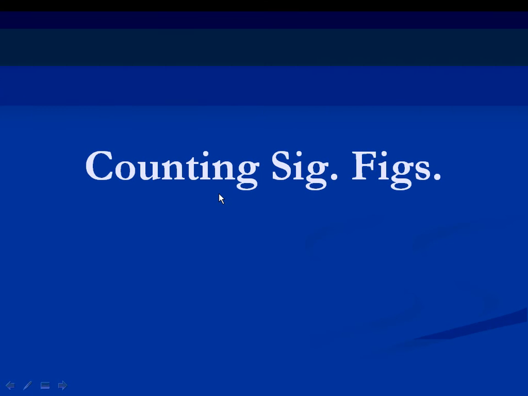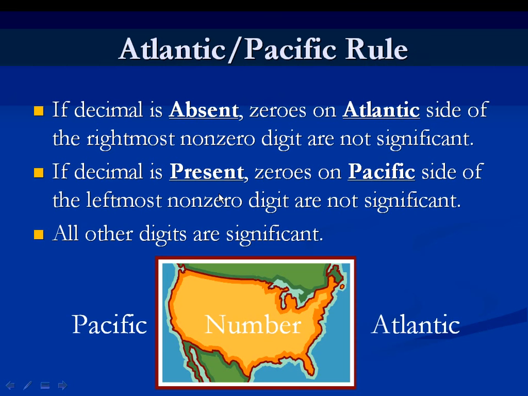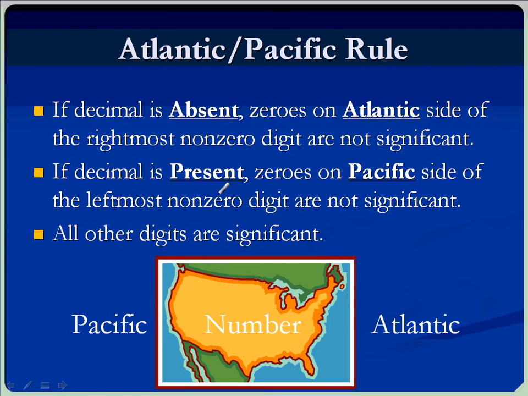Let's talk about when we count sig figs, though, when people write down numbers. So this is not when you're doing the measurement yourself. This is when somebody else did the measurement, like your lab partner or a textbook or some scientist. We're going to use something called the Atlantic-Pacific rule. Atlantic and Pacific is just short for decimal being absent and present. And Pacific is just a convenient way to remember left, and Atlantic's a convenient way to remember right.